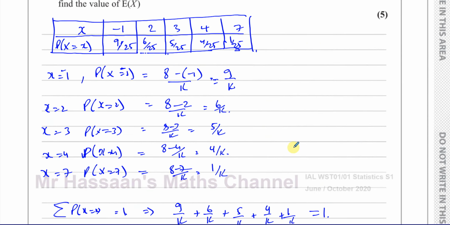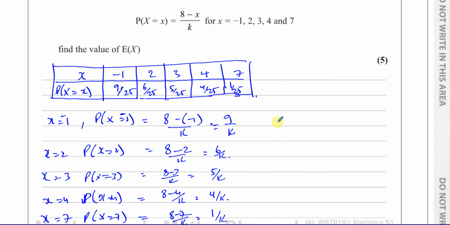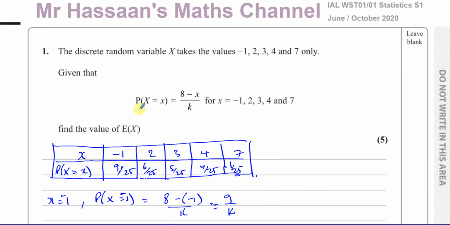So that's the answer. That's the expected value of x, and that is the end of question number 1. Nice, easy break-in question for the paper. Not too difficult. You just have to understand what the discrete random variable topic is about.